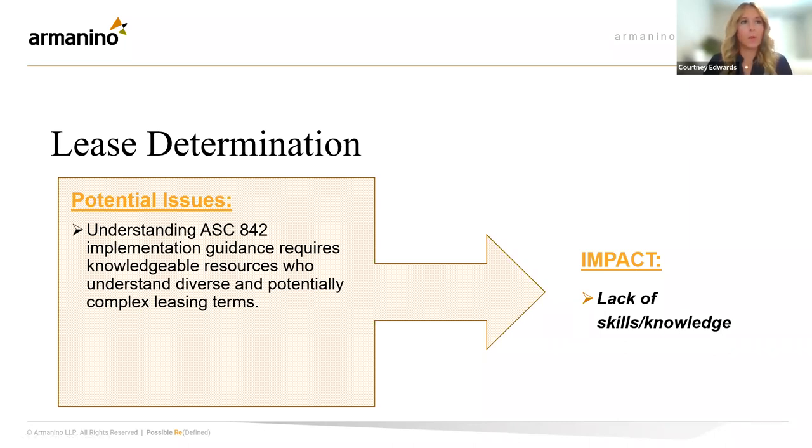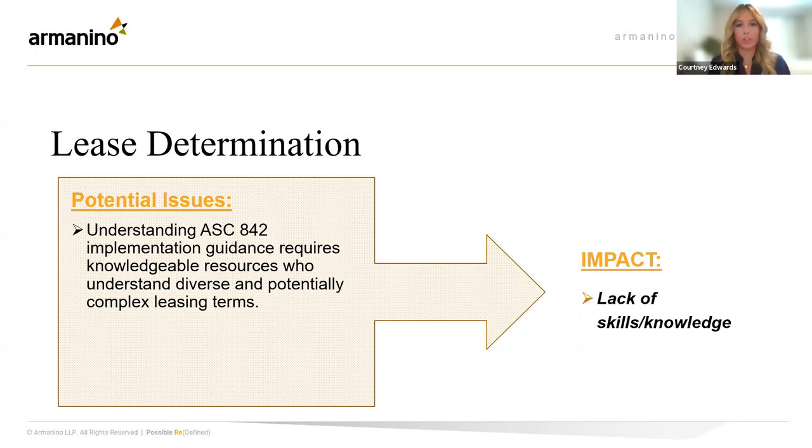Some of the key elements, and again, these are just a few of the key elements under the new guidance that maybe weren't required under ASC 840. The first one would be just the definition of a lease. This could include the key concept of control of an asset. This is something that is very different from ASC 840. Do you understand just the basic definition of a lease?